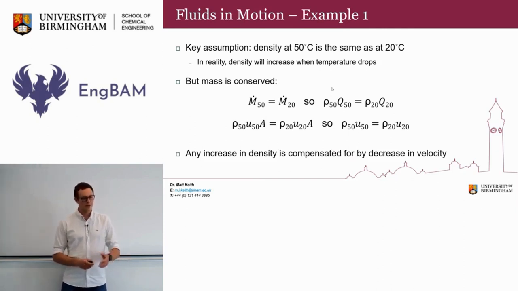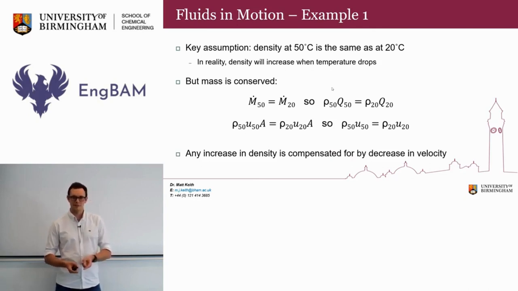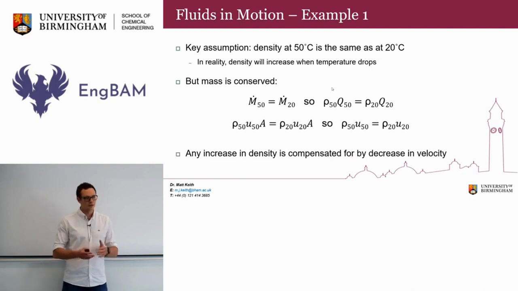And that means we have shown here that any increase in density will be compensated for by a decrease in velocity. So in this particular situation, our assumption that the density is constant is probably okay, because any change is balanced out by the velocity of the fluid.